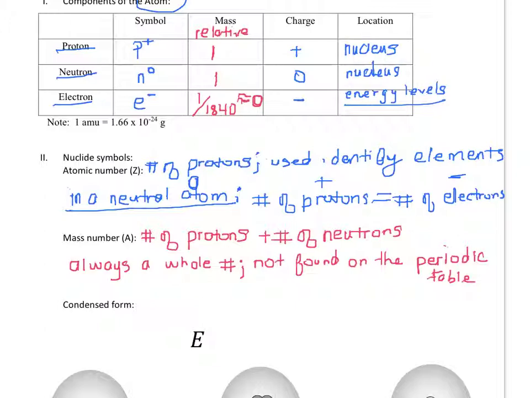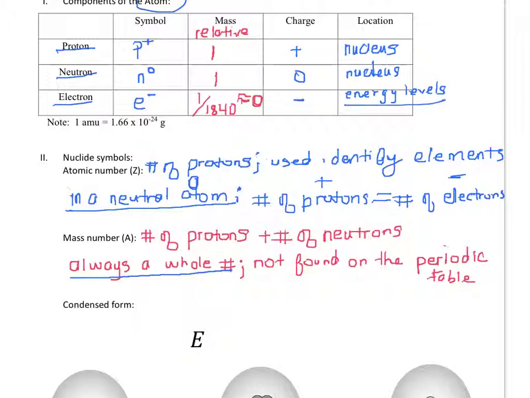Alright, so here we are on the mass number. Mass number is the sum of protons and neutrons. That is, the total number of protons and the total number of neutrons in the nucleus of the atom, to be a bit more precise. Now, it is always going to be a whole number. So it's not going to be a decimal or a fraction.